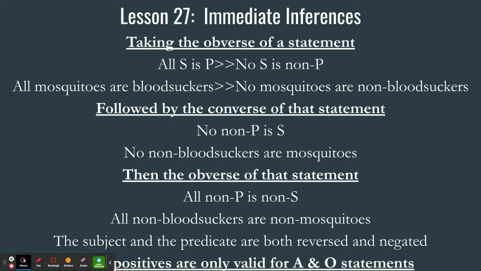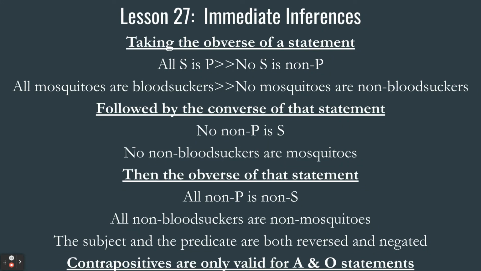Just like you already know, we already talked about this. Contrapositives are only valid for A's and O's. Contrapositives are only valid for A's and O's. So converses, E's and I's, contrapositives, A's and O's, obverses, all four.